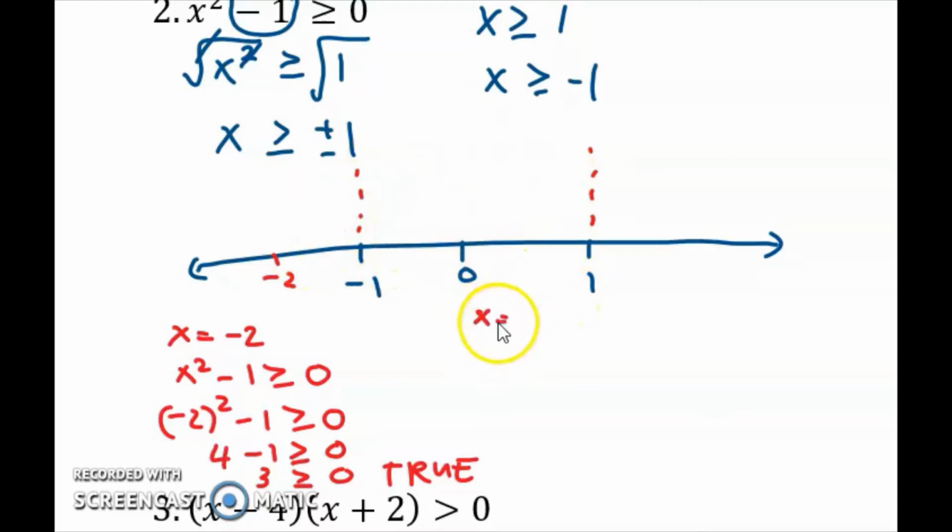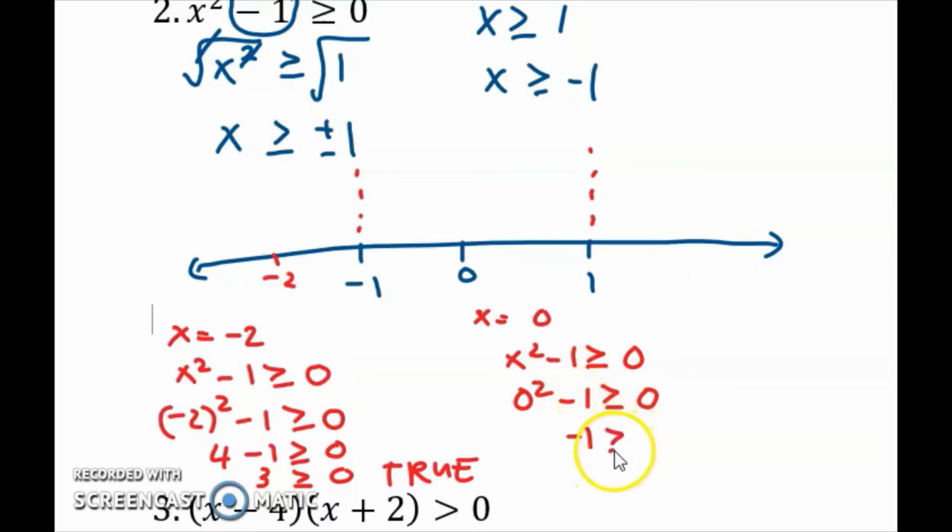So, we have x is equal to 0. So, kung 0 siya, x squared minus 1 greater than or equal to 0. Tignan natin kung magiging true din siya, ha? So, we have here 0 squared minus 1. Is that greater than or equal to 0? So, we have here 0 squared is 0 minus 1 is -1. Is that greater than or equal to 0? No. So, this is false. So, ibig sabihin, itong part na to, hindi siya part ng graph.